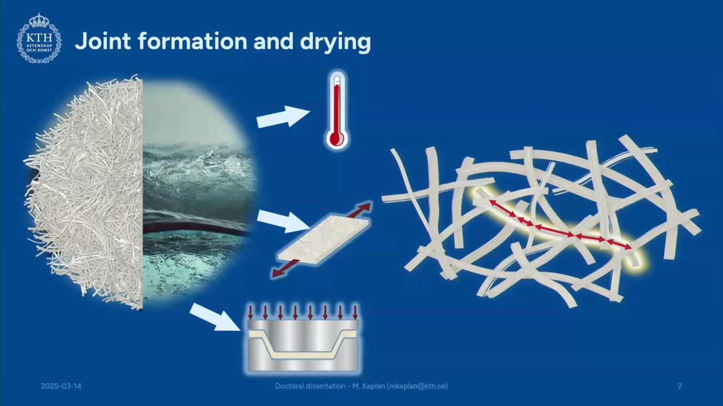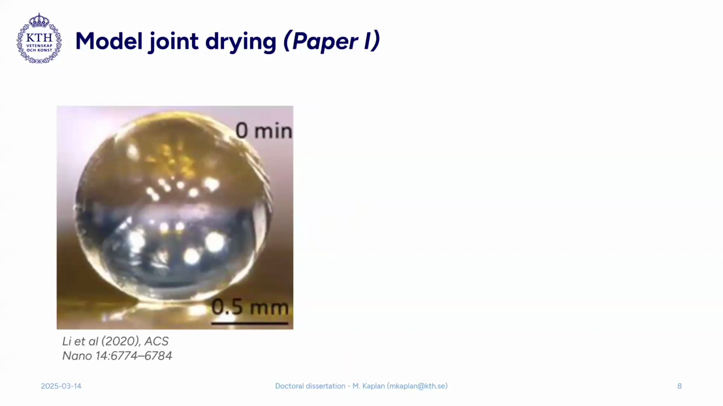This is something we have looked at specifically for the joints in paper 1. This is a cellulose model surface that has been extensively developed and characterized in the research group of my co-supervisor, Lars Wågberg. It is basically a very, very simplified version of a fiber.